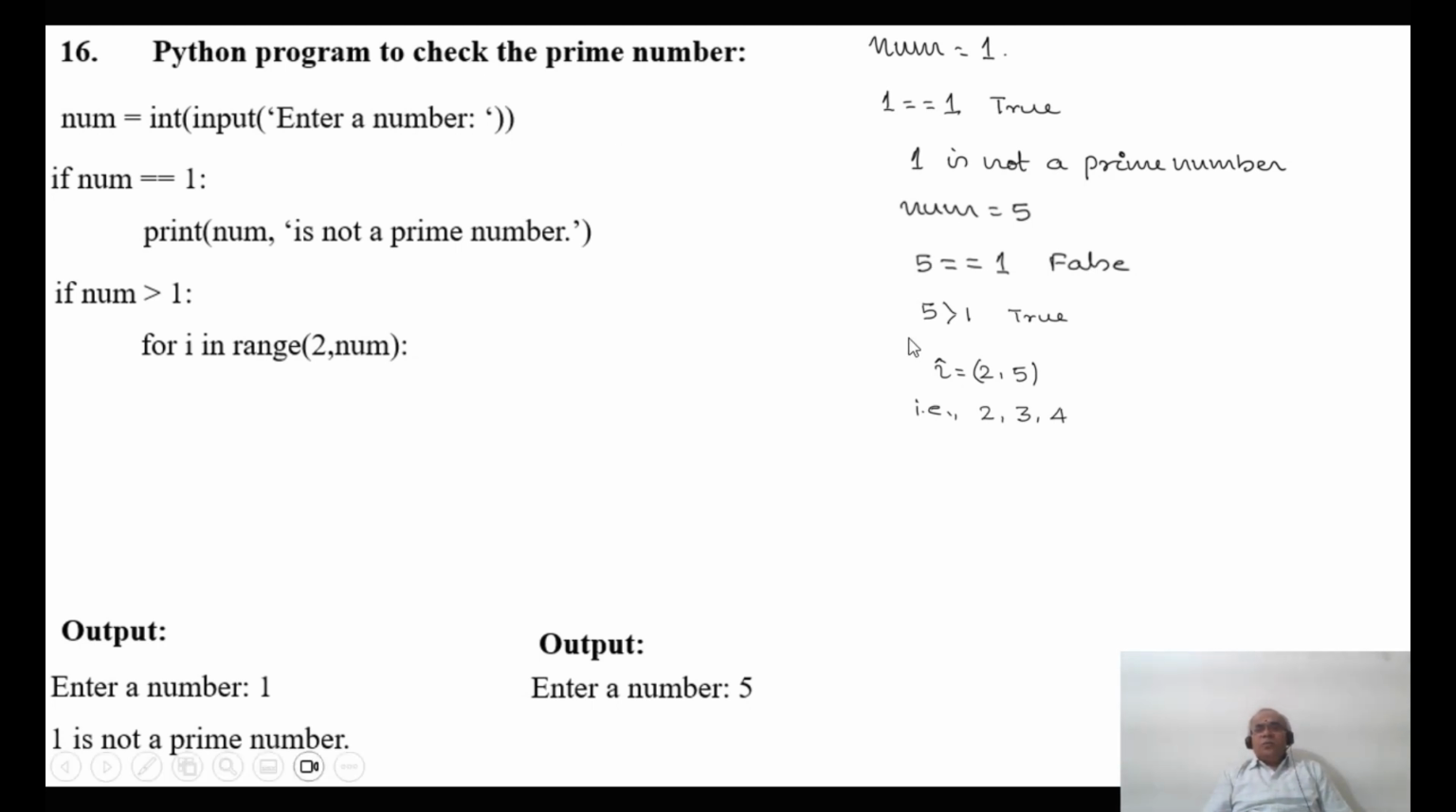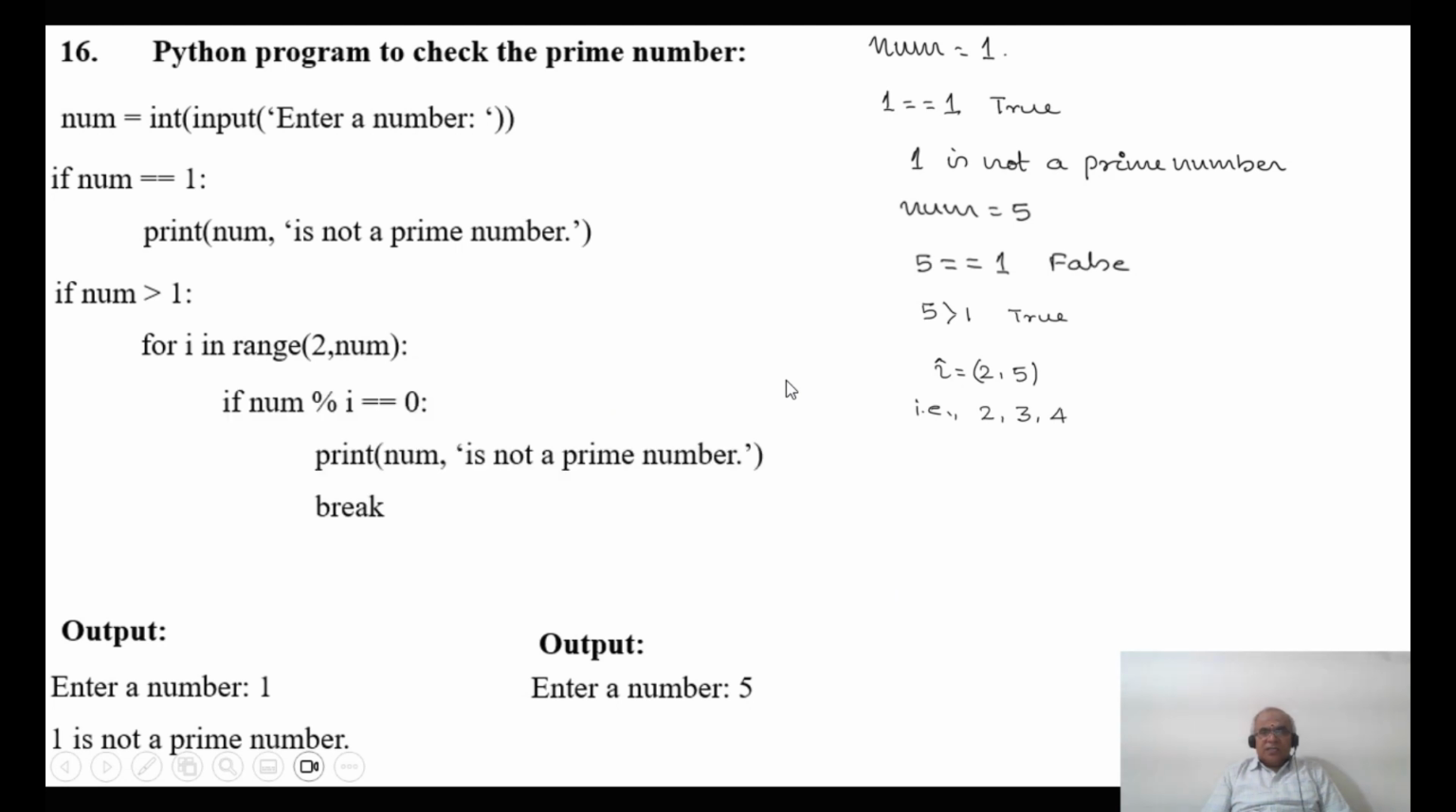So what I need to do now: 5 should be divided by 1, 5 by 2, 5 by 3, 5 by 4. By checking all these, if in any of these conditions you get a remainder of 0, then the number entered is not a prime number.